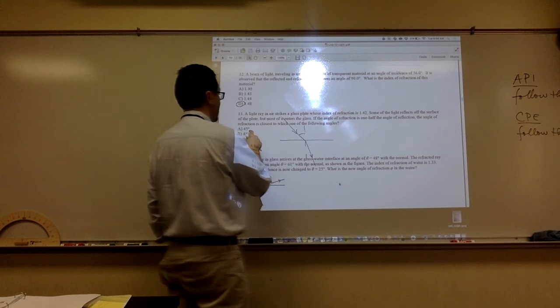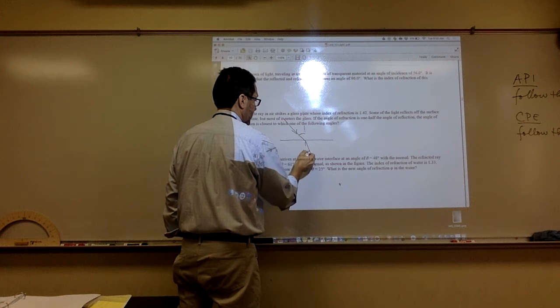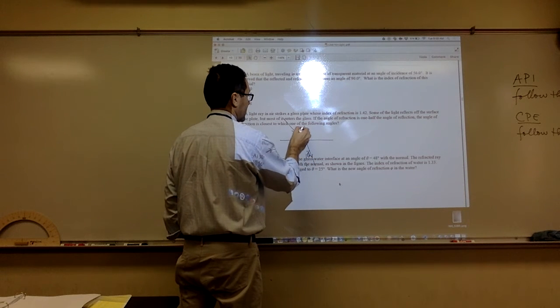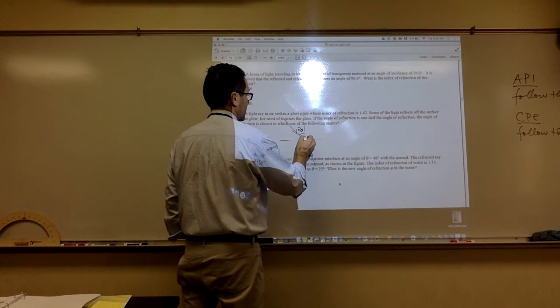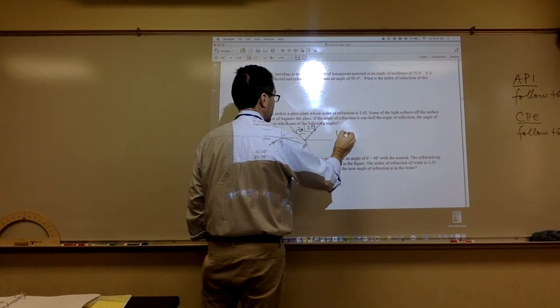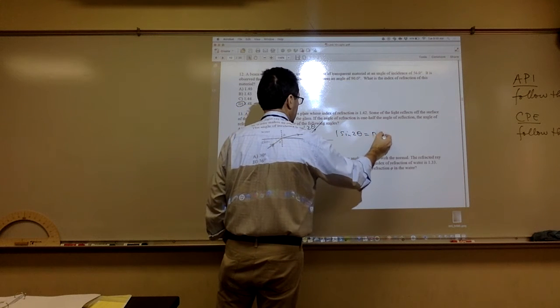So they're asking me to find the angle of refraction, this angle. But they're also telling me that this angle is half of this angle. So this is 2 theta basically, and this is theta. So I can do 1 sine of 2 theta equals n sine of theta.